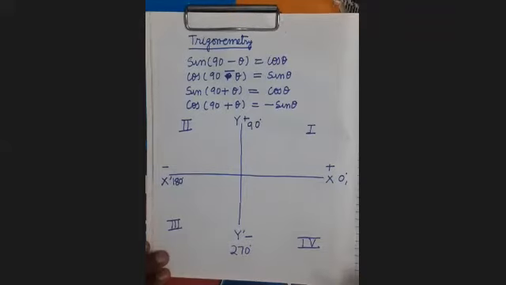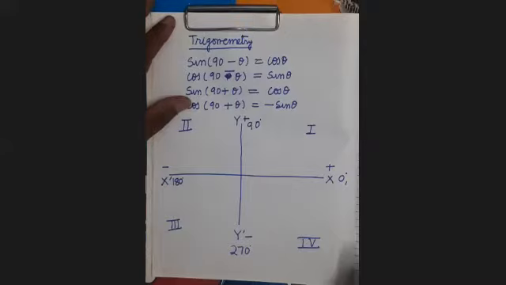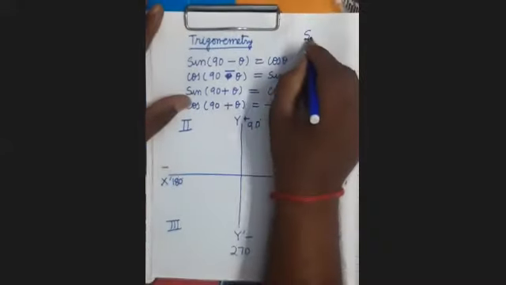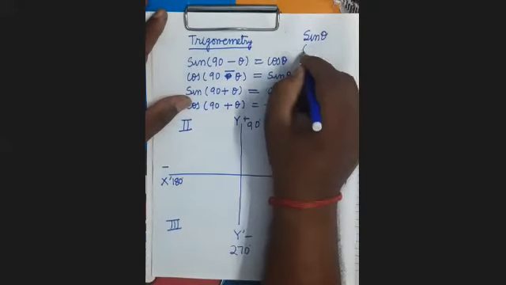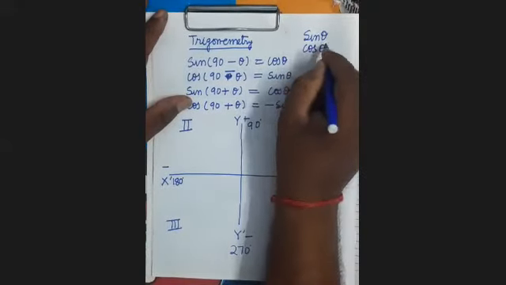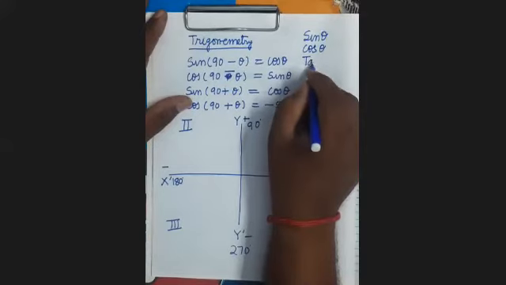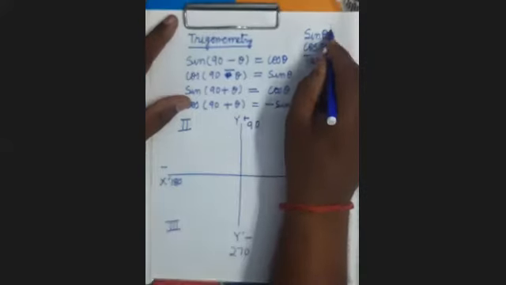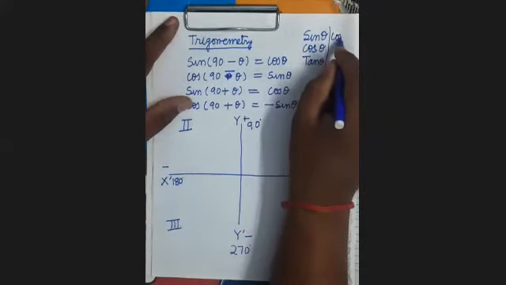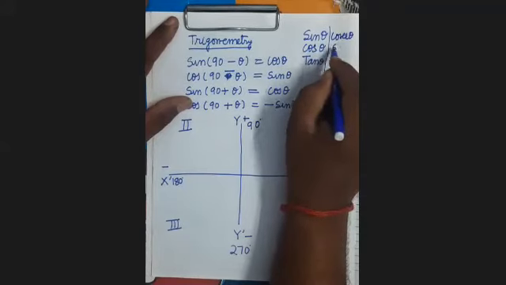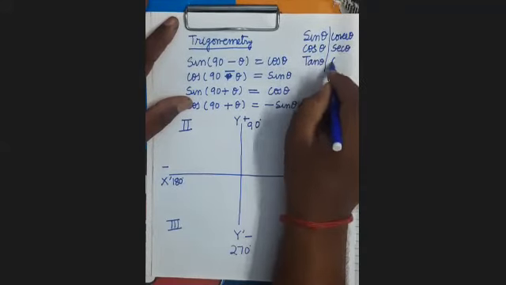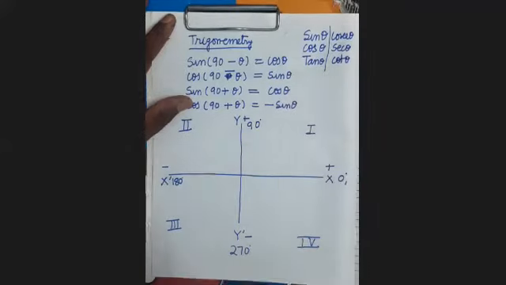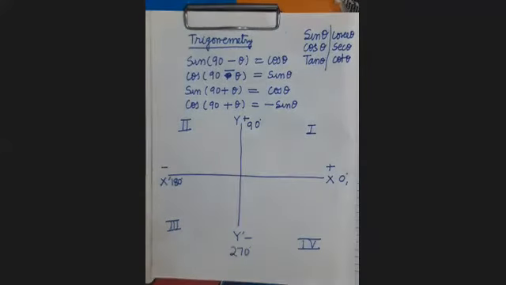How many trigonometric ratios are there? Who can tell? Six: sin theta, cos theta, tan theta, and then 3 are its reciprocals: cosec theta, sec theta, and cot theta. These are the 3 reciprocals.